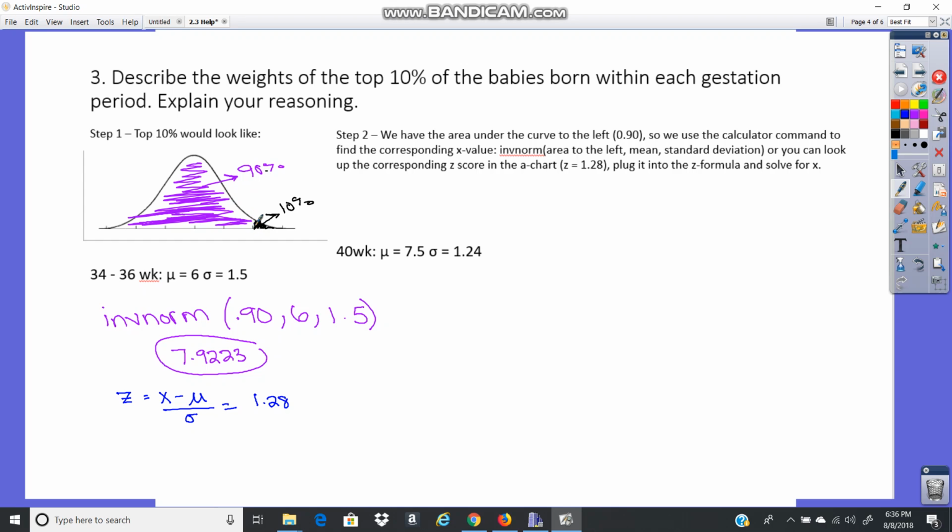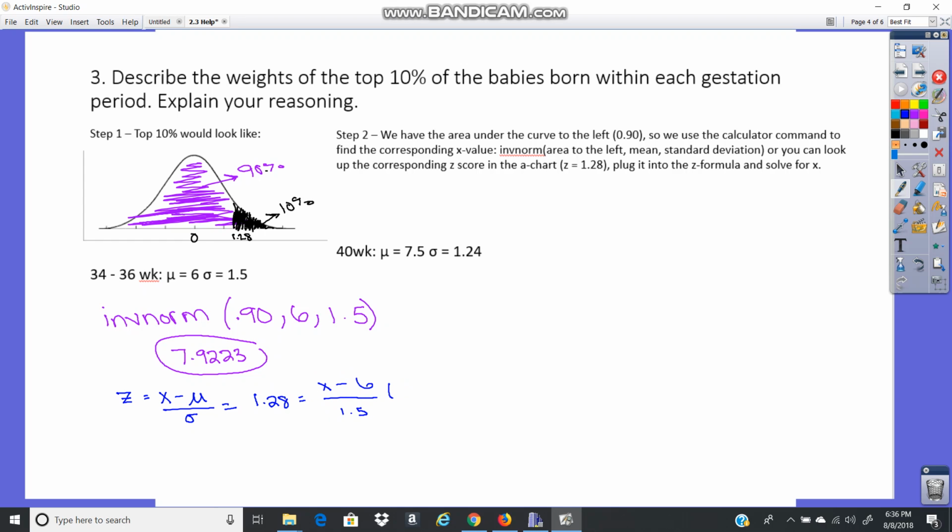Let's fix this here on the chart. Okay, here's 0, here's 1, here's 1.28. The area to the left of 1.28 is 90%, the area to the right is 10%. Going back here, we have our z-score, then we have x minus our mean, which we know is 6, and we know our standard deviation is 1.5. So then we would just solve that.